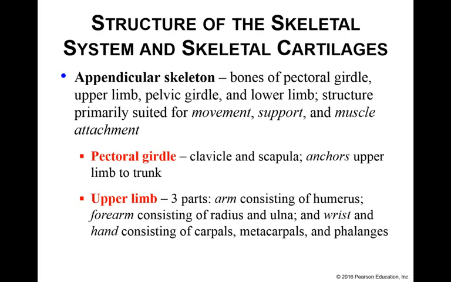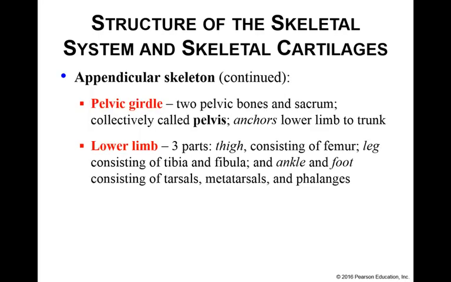And then your upper limb has 3 parts. You have the arm, which is the humerus. This is the top portion. And then you have your forearm, which has 2 bones, radius and ulna. And then you have the wrist and hand. The wrist contains carpals, which are 8 small bones there. And then you have the metacarpals and then your phalanges, which are your fingers.